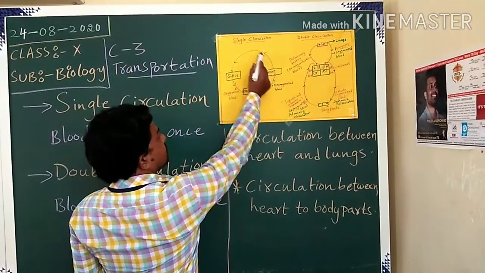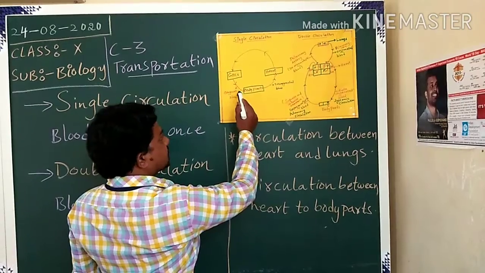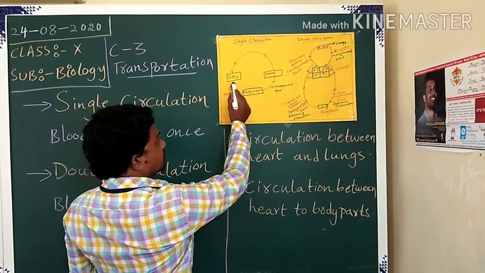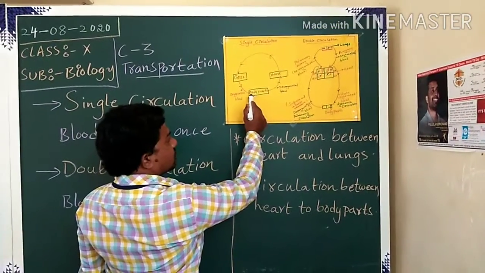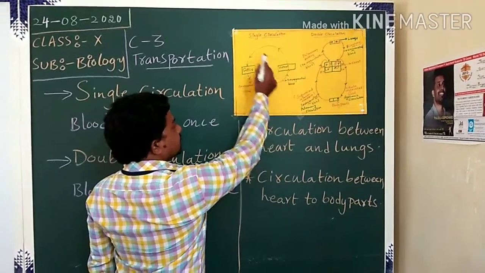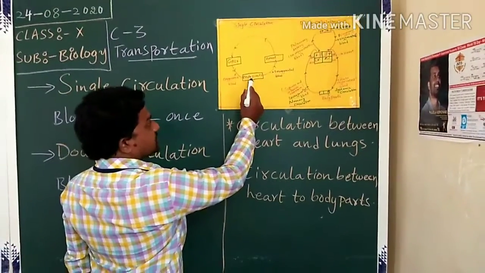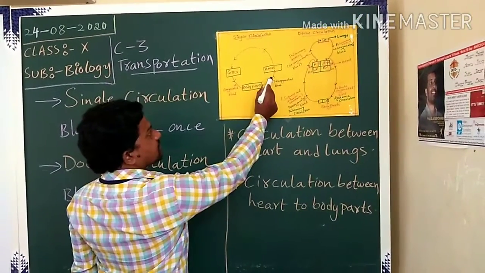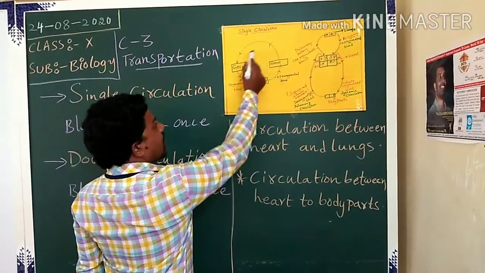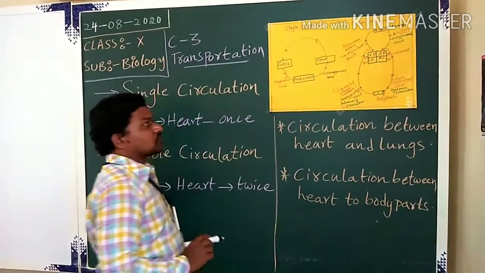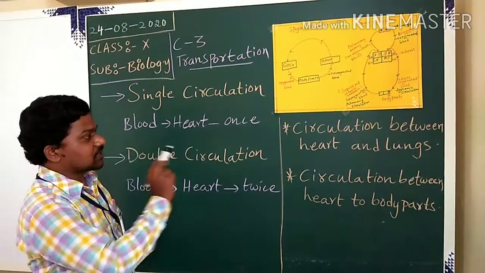Like that, the blood reaches the gills, again it is oxygenated, and again it goes to the body parts. That is how single circulation takes place. That means the blood reaches the heart only once. That's why we call it single circulation.